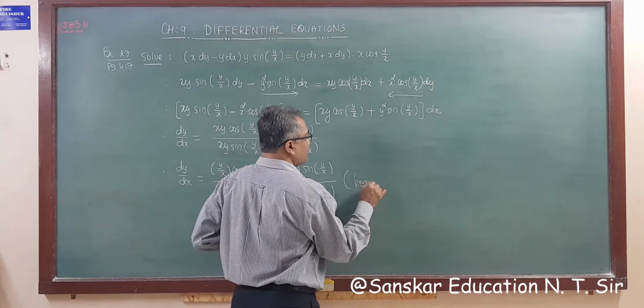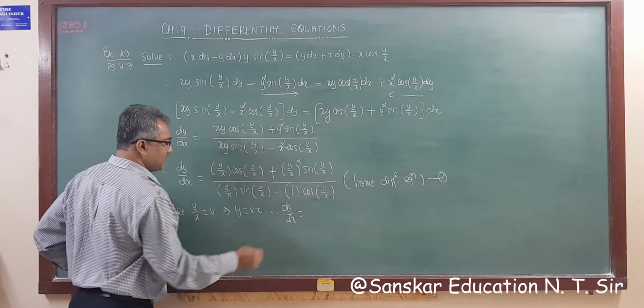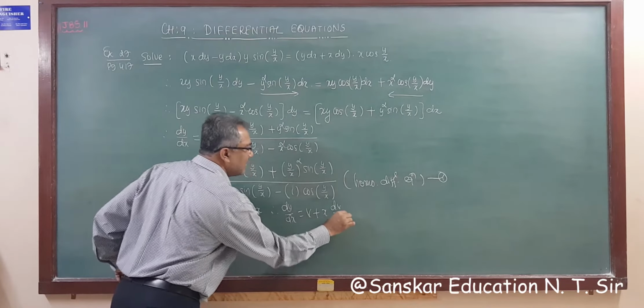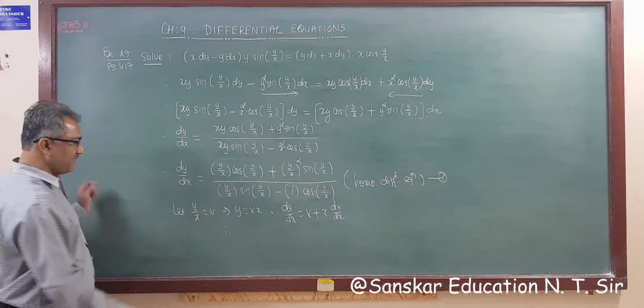So what we have to do is assume y upon x is equal to v. So this implies y is equal to vx, which means dy by dx is equal to v plus x dv by dx. You know how to differentiate, right?